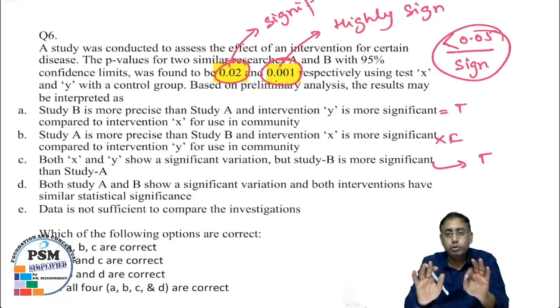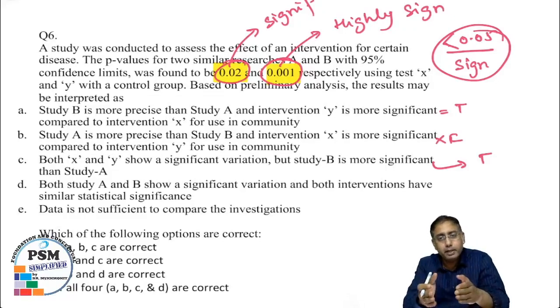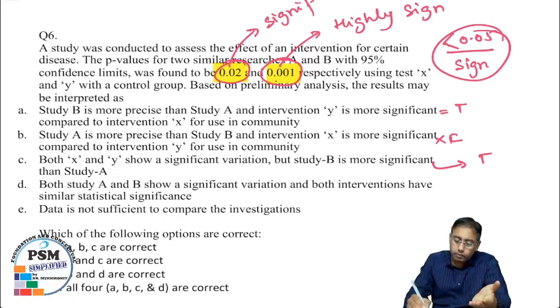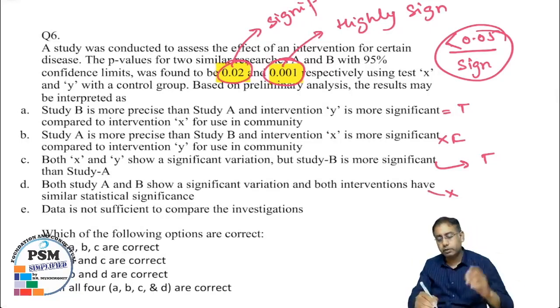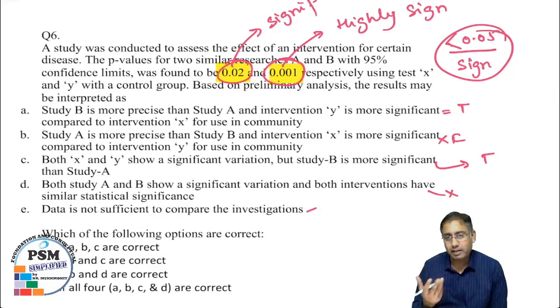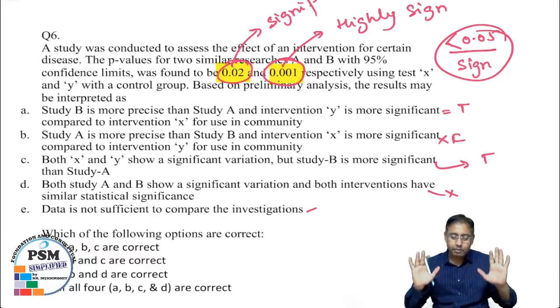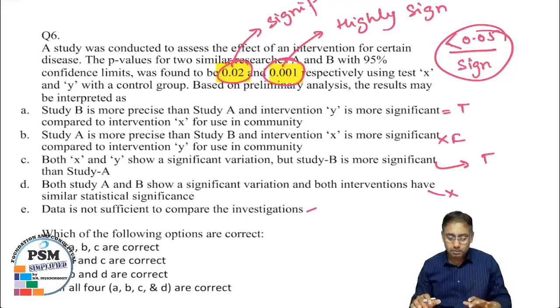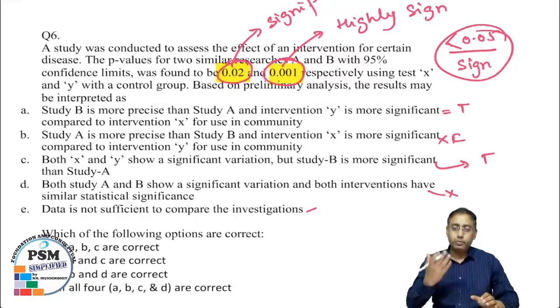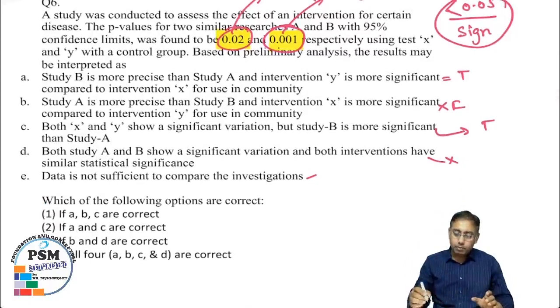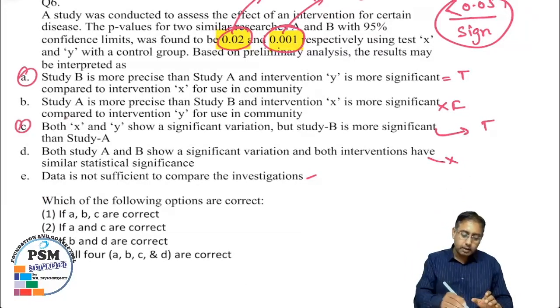Now, both do not have the same statistical significance. Why? Because A has 0.02 and B has 0.001. So why do you want to say both are same? They are not same. This is false. Data is not sufficient? I would say data is actually not sufficient, but for this MCQ, I would not like to mark E option because data is there. The question wanted to test whether you understand the p-values, yes or no. So yes, we do understand the p-values. I would like to mark A and C as my correct options.